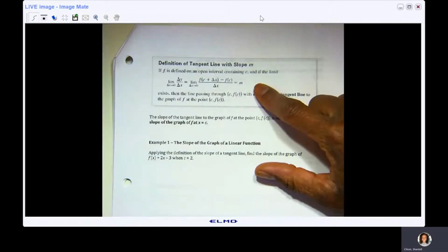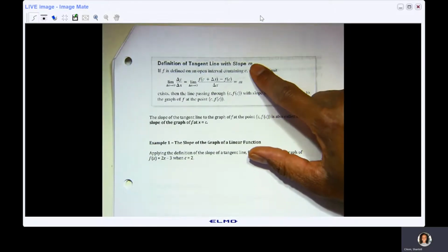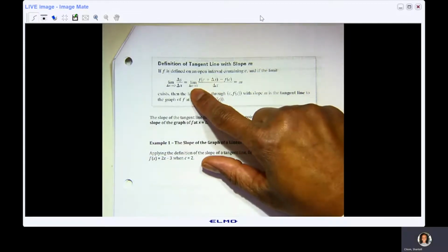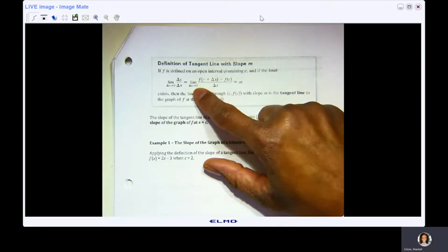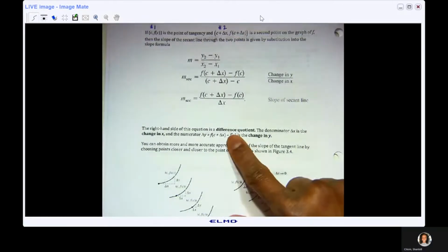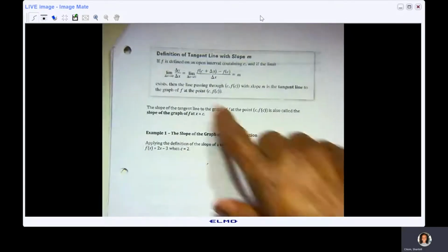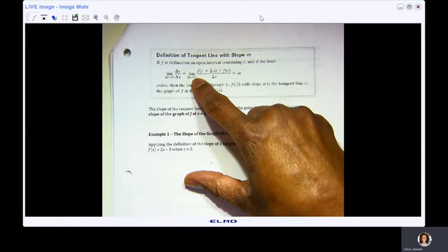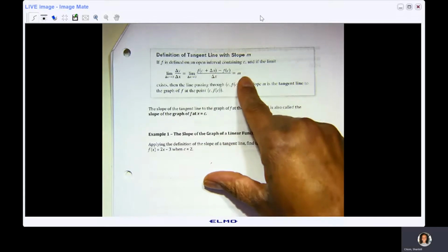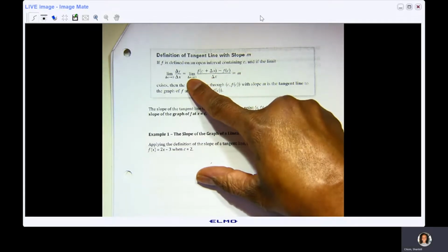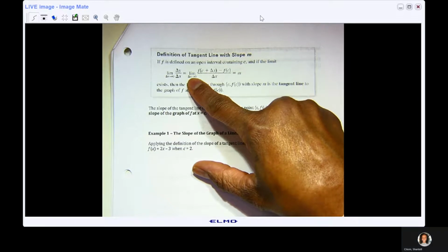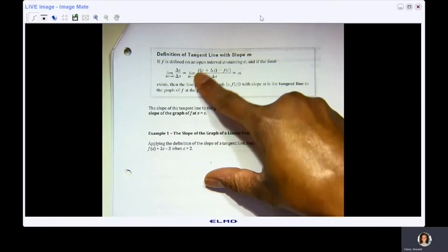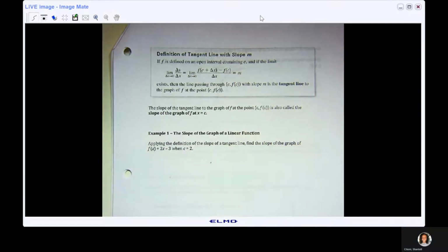So that brings us to the actual definition of the tangent line with slope m. It's just applying the limit to that quotient. Remember right here, that difference quotient. So we form the definition of the tangent line when we apply the limit as delta x approaches 0 of that difference quotient. That becomes our slope. So as we reduce delta x, as we reduce the difference point, that value equals our slope. Okay? And of course, I'm going to do some examples.